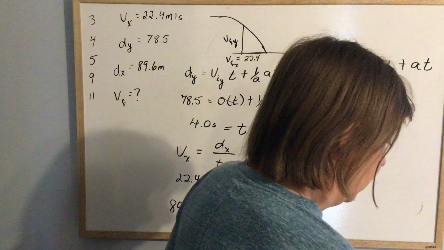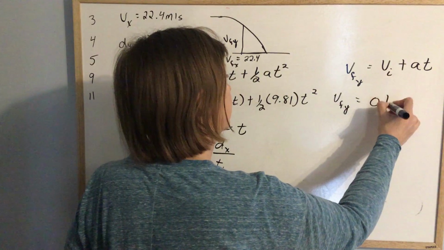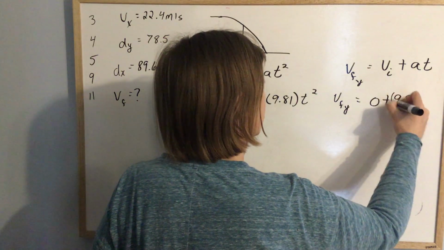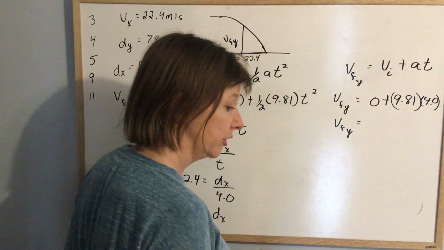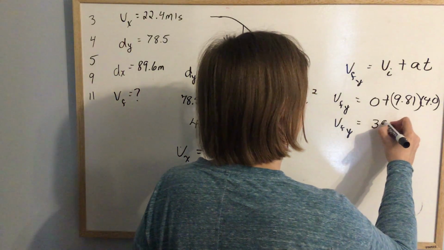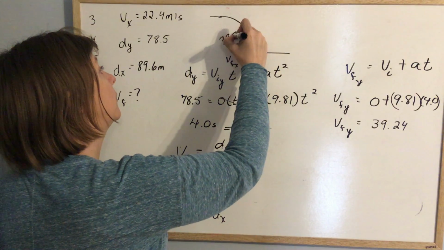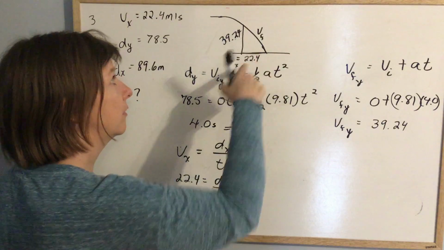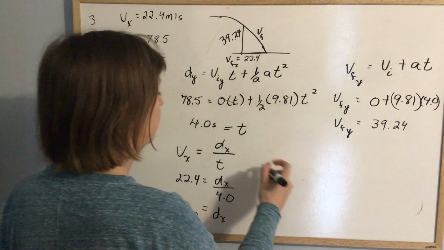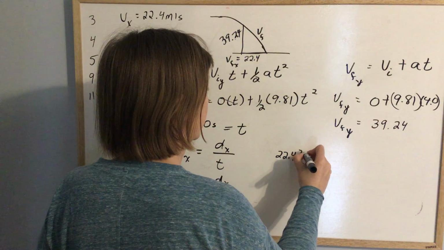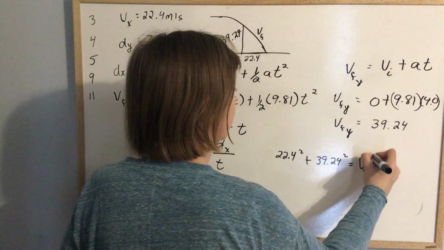So final velocity, that's for the y direction. Final velocity for the y direction would be 0 plus 9.81 times 4. So my final velocity in the y direction was 39.24. So now I have that this is 39.24. So if I want to know this, I just do the Pythagorean theorem with 22.4: 22.4 squared plus 39.24 squared equals my final velocity squared.